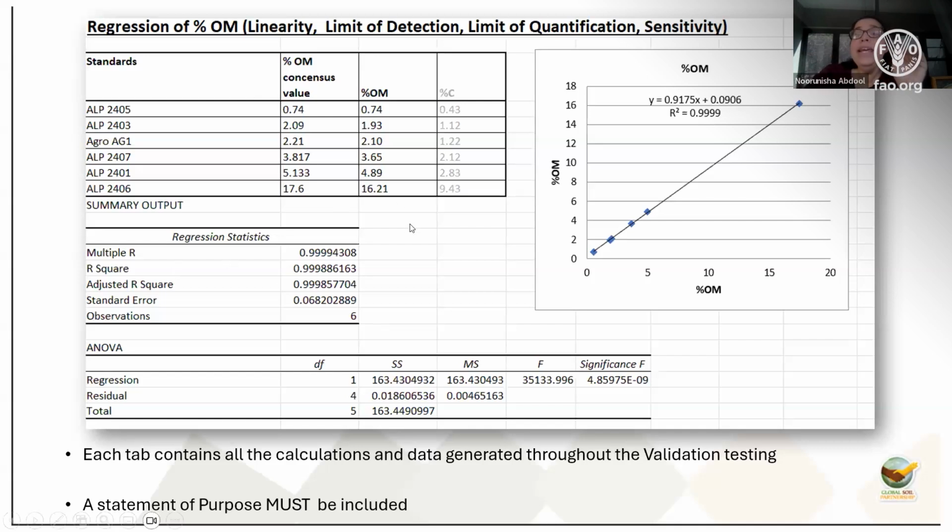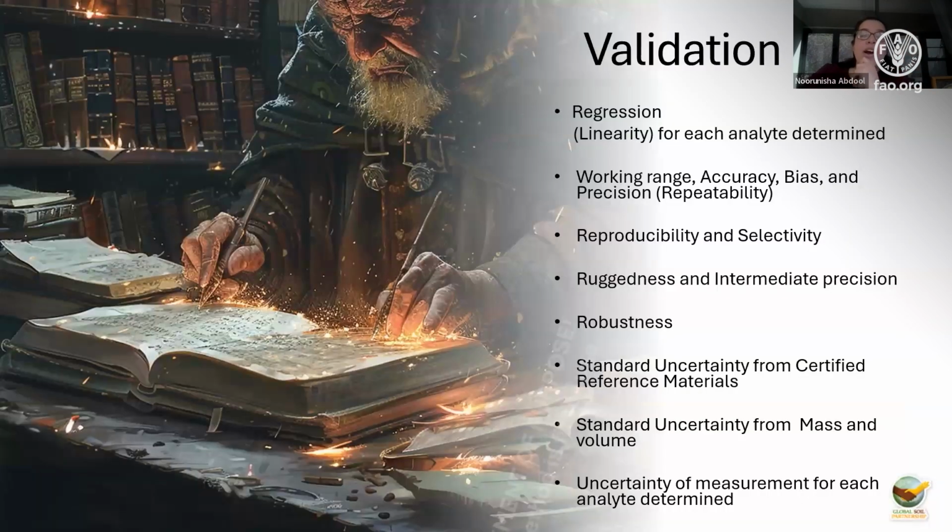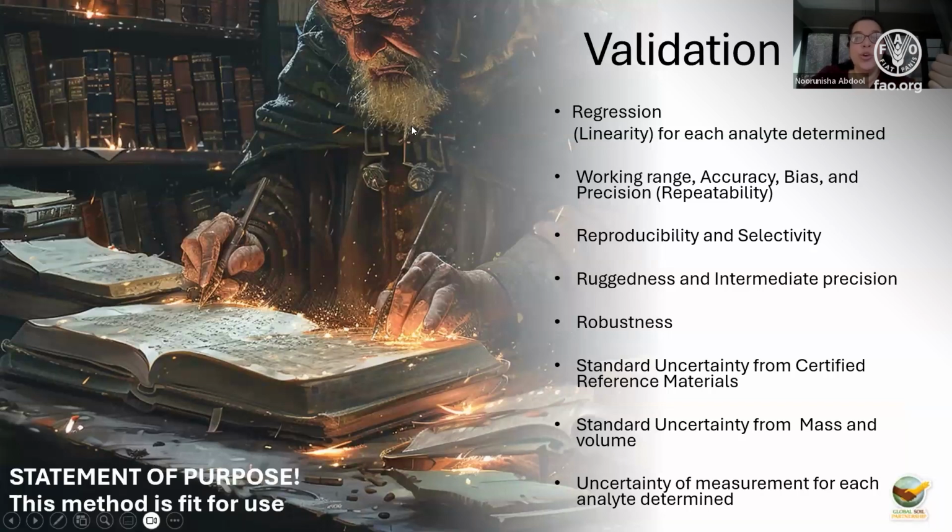Okay. If you are doing milling, for instance, if you're looking for 10 analytes, you're going to do this for each and every analyte. This is not a summary one. And then lastly, you're going to have these tabs. So they're all going to look like the previous one that I showed you. You're going to show your regression for each analyte determined.